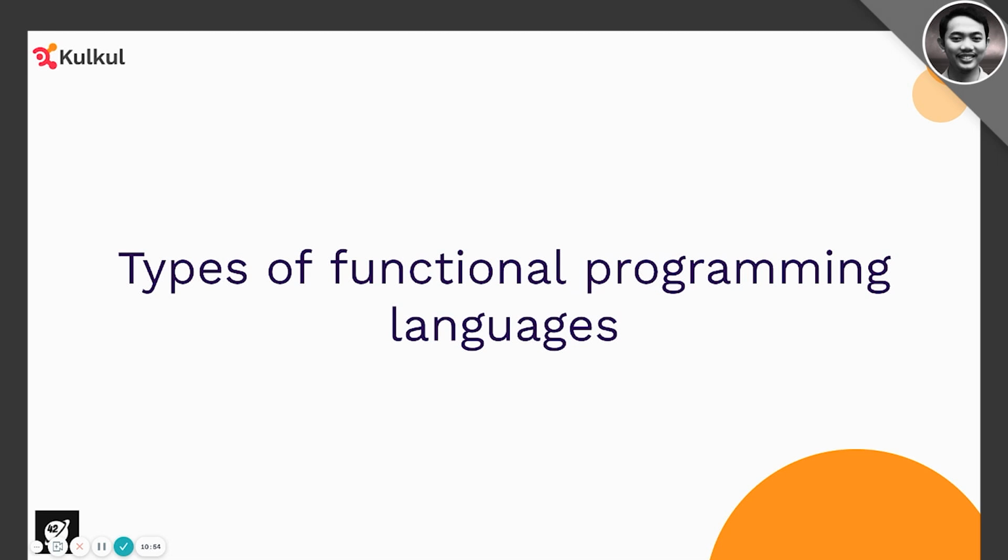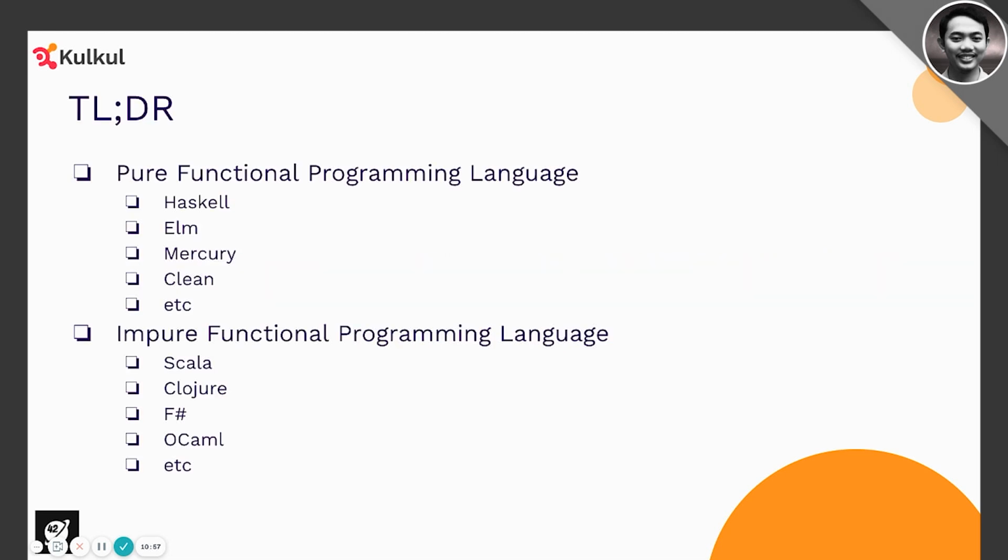Okay, so there are a couple of types of FP languages. The first is pure functional programming languages, like Haskell, Elm, Mercury, Clean, and so on and so forth. There is another group, which is impure functional programming languages, like Scala, Clojure, F#, OCaml, and so on. There are also a lot of OOP or multi-paradigm languages like JavaScript and Ruby that are now trying to adopt a lot of FP ideas into the language, and it's cool. It's very awesome. And they should do more, right?